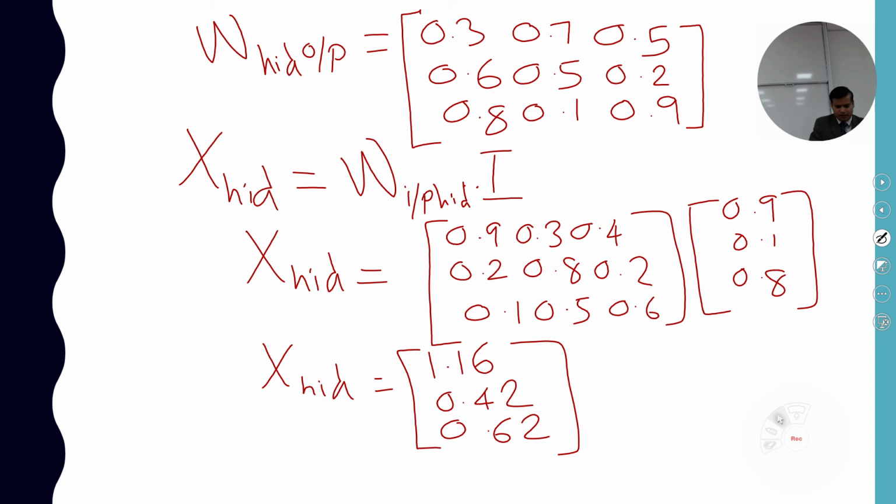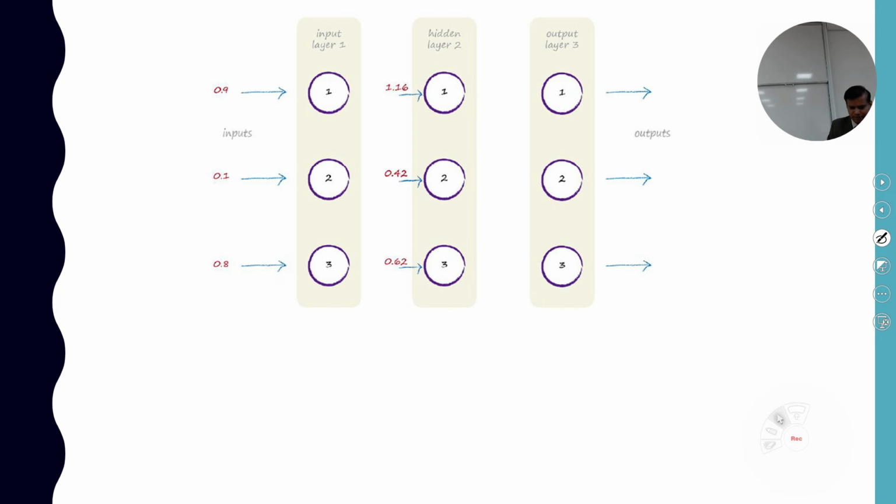Of course, you can do this by means of a computer program. So now we have got the moderated combined values of the hidden layer, that is 1.16, 0.42, 0.64. We initially started with the input as 0.9, 0.1, and 0.8. We had certain weights. When we combined the input and the weights, we got the exact input that is going into the hidden layer. Got it? These are the things that are fed into the hidden layer.